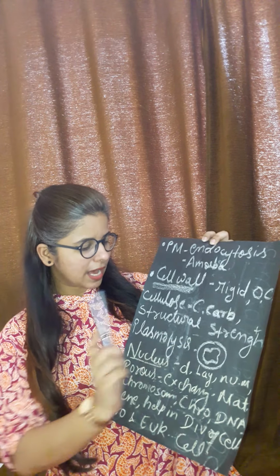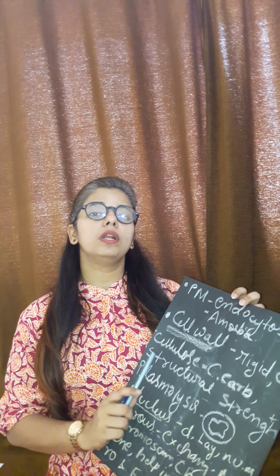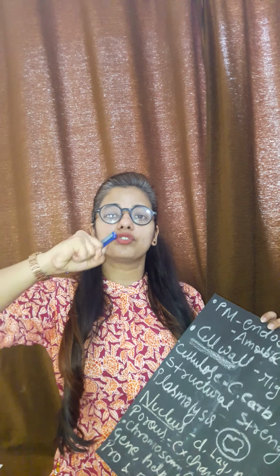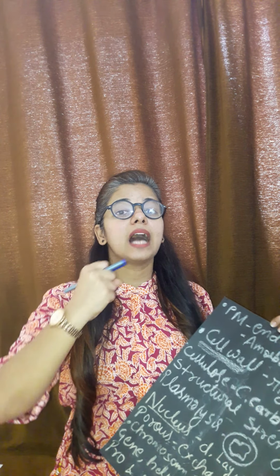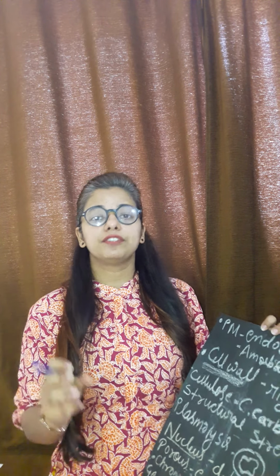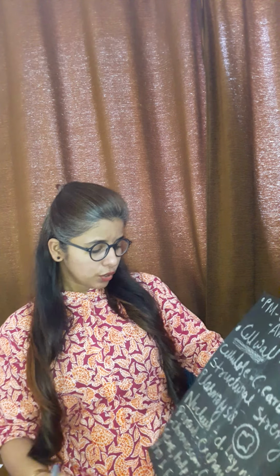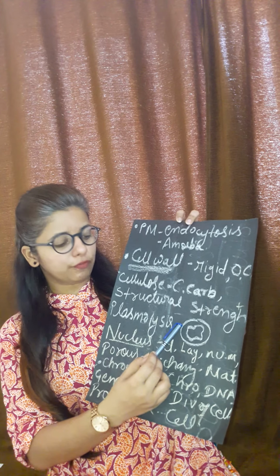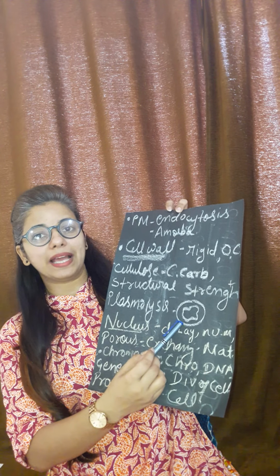It is a complex carbohydrate, and cell wall gives the structure to the cell, and it also gives the strength. It is because it is hard. Cell wall is rigid. It is hard. It gives the protection, it gives the strength, and it gives the structure to the cell of the plants. So now one more thing regarding the cell wall. Cell wall used to perform the function of plasmolysis.